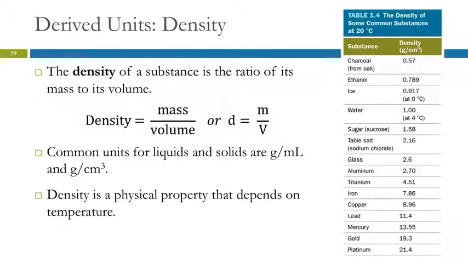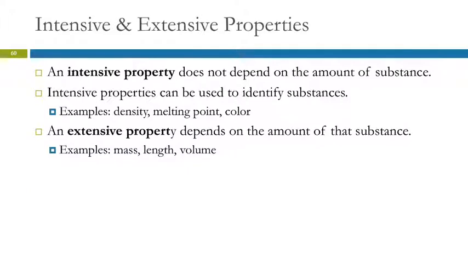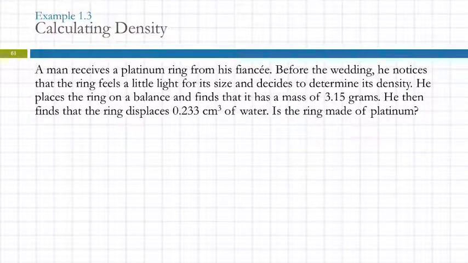No, I didn't. So let's go back here to this density table. It's not got everything on here, but it's got some of the things we need. Here's platinum. Platinum has a density of 21.4 grams per cubic centimeter. We'll go back to our problem and make a note of that. So the density of platinum is 21.4 grams per cubic centimeter. So if the ring is made out of platinum, its density should be 21.4.